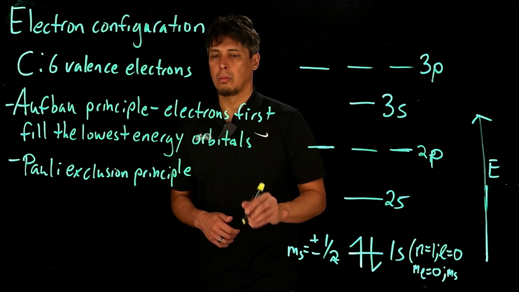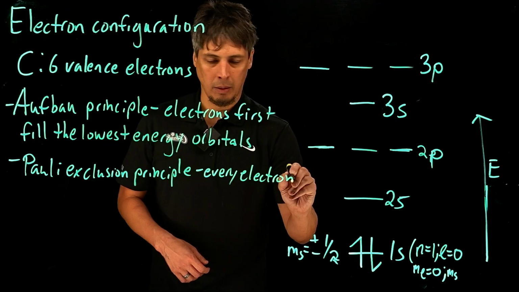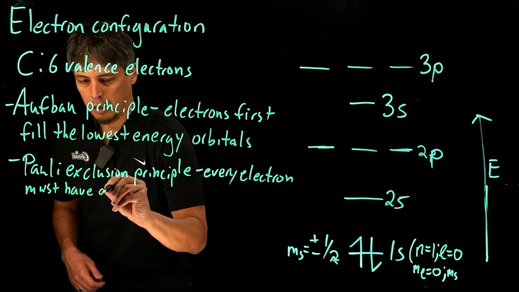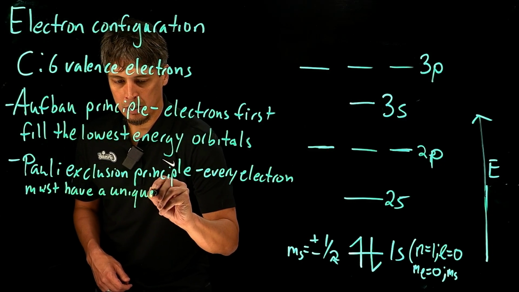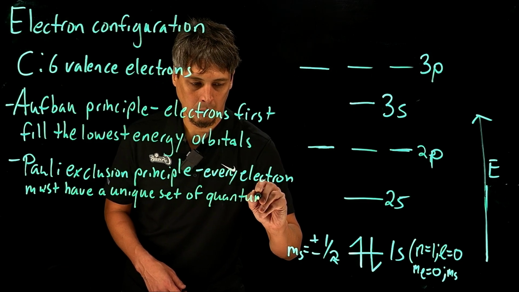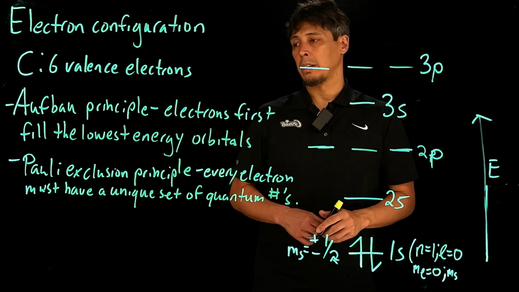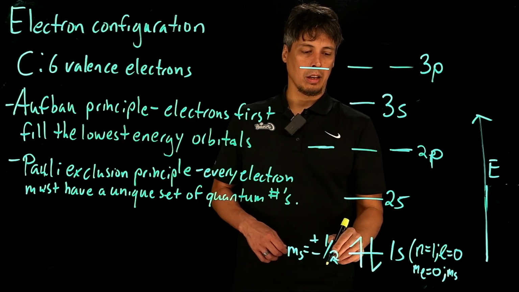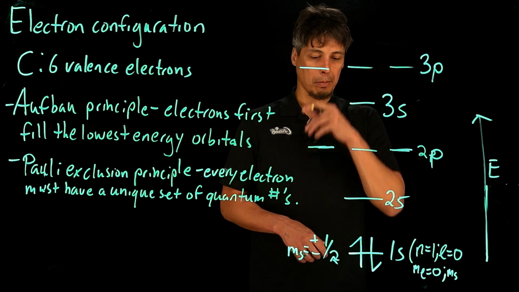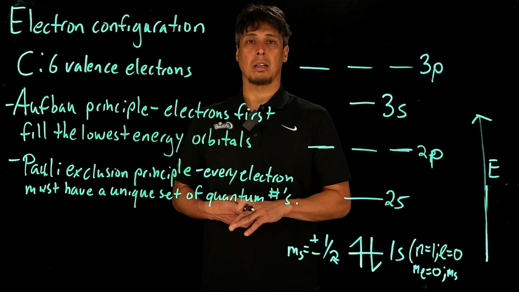So every electron must have a unique set of quantum numbers. This satisfies the Pauli exclusion principle by putting the second electron within the 1s orbital with a negative 1/2 spin instead of a positive 1/2 spin. So now we've taken care of 2 of the 6 valence electrons for carbon.